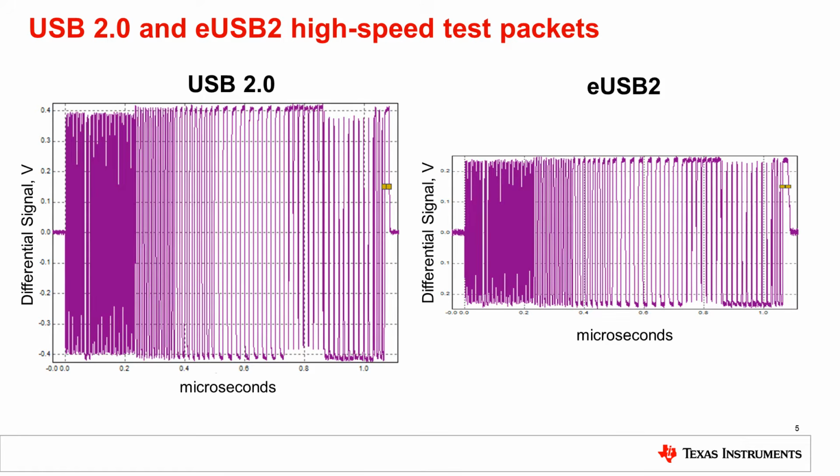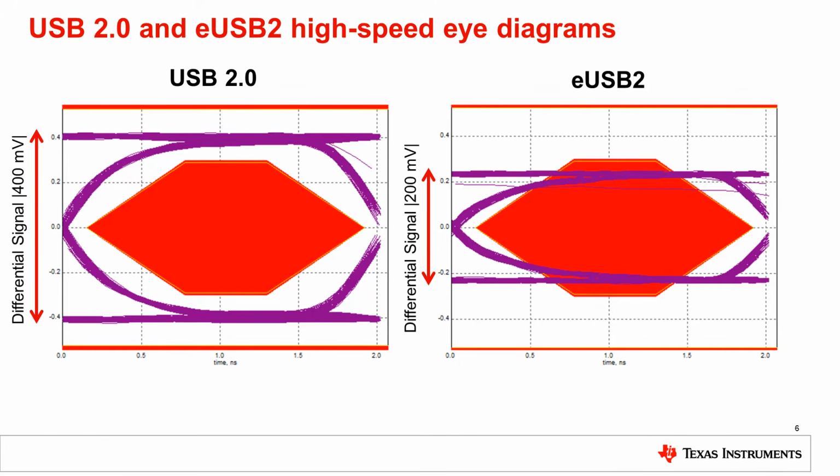Why, yes, they are. Here's a typical USB 2.0 high-speed test packet, along with an eUSB 2 high-speed test packet. As you can see, both USB and eUSB high-speed test packet data content is identical. But if you look at the differential signal amplitude, the eUSB 2 packet is at about half the swing of the USB 2.0 packet. Likewise, if we look at a USB high-speed eye diagram and now an eUSB 2 high-speed eye diagram, you can see the similarities.